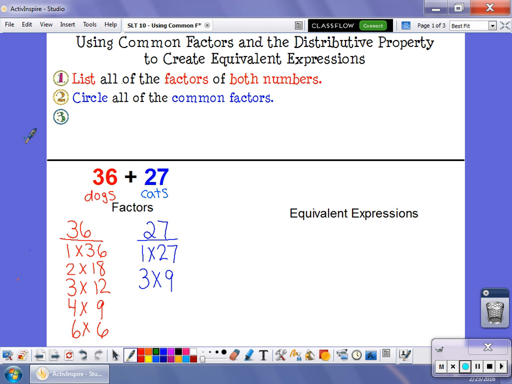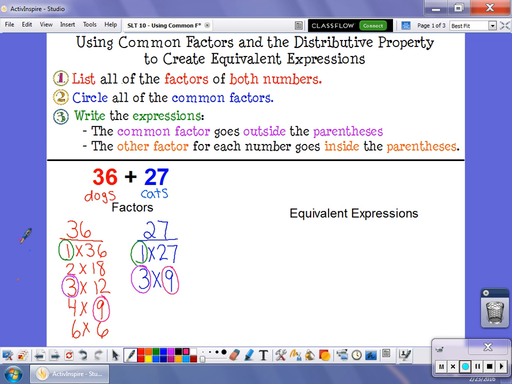Step 2 is we want to circle all the common factors. So if I look, both of these have a common factor of 1. They both have a common factor of 3, and they both have a common factor of 9. Okay, so we list the factors, we circle our common factors, and the last thing we're going to do is write our equivalent expressions.